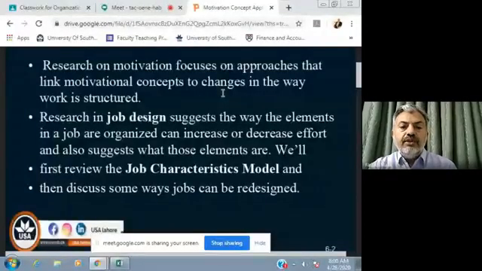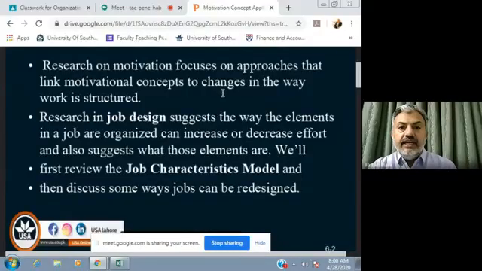So organizations conduct research on motivation, and they focus on approaches that link motivational concepts to changes in how the work is structured. Research in job design asks how the job should be designed so that it is very encouraging for the people working in that job capacity, and people feel good working in that environment.